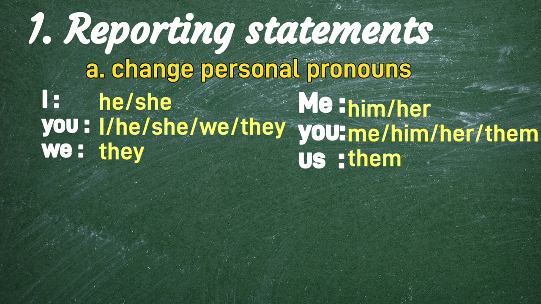Now, their object counterparts. When you see me in your direct speech, it shall become him if it refers to masculine, or her if it refers to feminine. When you see you object, it shall either become me, him, her, or even them. Once again, it will all depend on the context. And whenever you see us in your direct speech, make sure to transform it into them in your indirect speech. Now, let's have a look at these examples to better understand this.